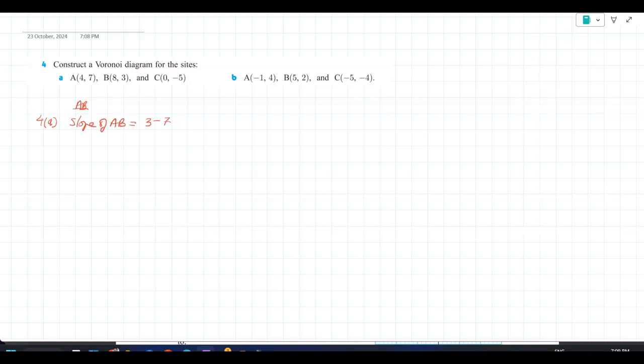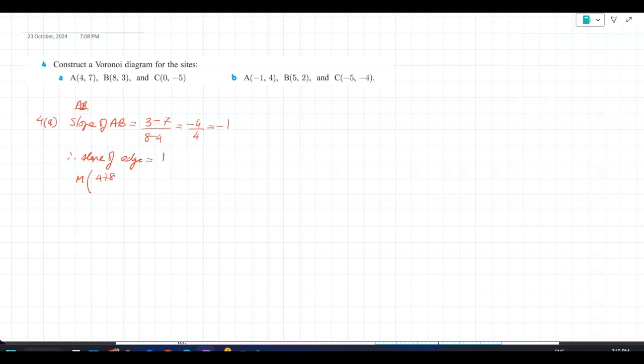So first I'll take AB. What is the slope of AB? y2 minus y1 upon x2 minus x1. So minus 4 upon 4, that's minus 1. Therefore, what is the slope of the perpendicular bisector? 1. Correct.